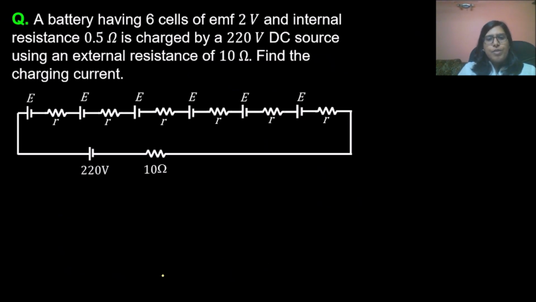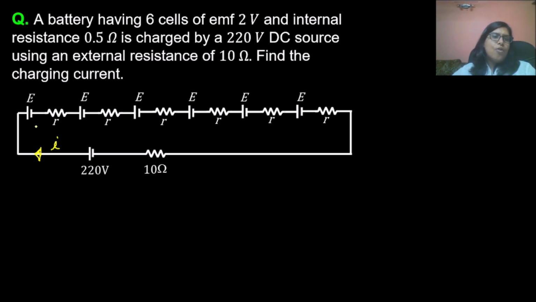Now we will solve this question. In this question we are given a battery having 6 cells of EMF 2 volt and internal resistance 0.5 ohm, charged by a 220 volt DC source using an external resistance of 10 ohm. Find the charging current. So these cells are being charged by this source. Suppose the current is I. First of all, we can replace all these cells with equivalent EMF and equivalent internal resistance.